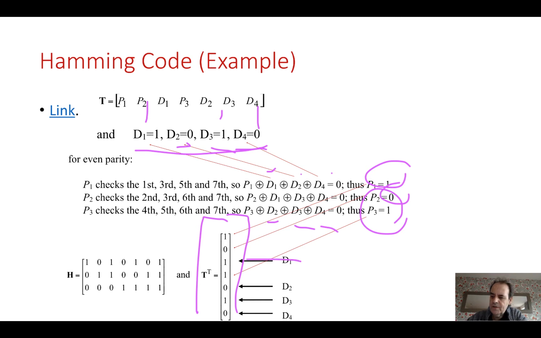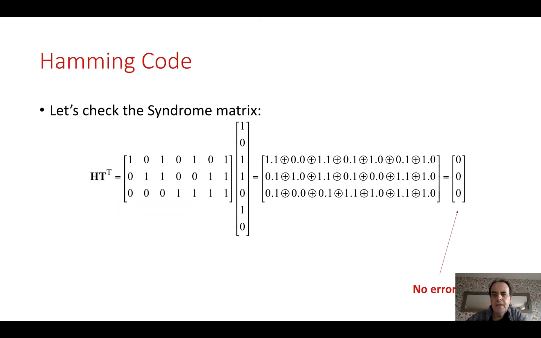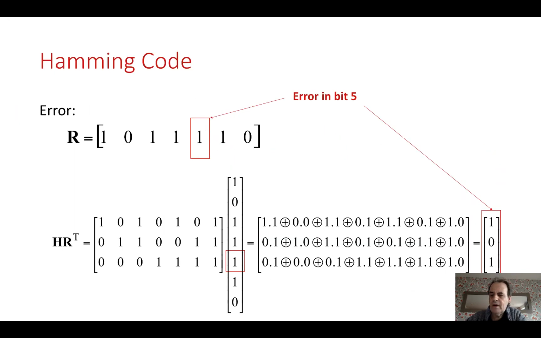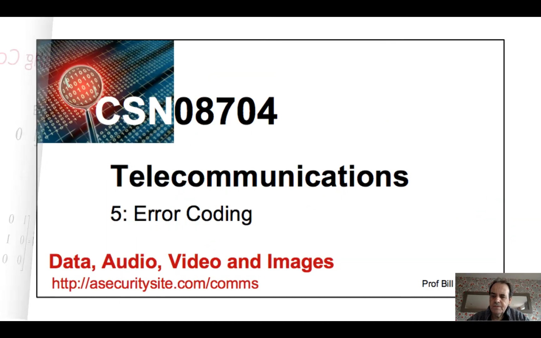There's the positions of our data, and then there's the positions of our parity bits. So when we check, we multiply this by our data. If we do the calculations, then we end up with a value of 0. If we now have an error in there, and then this one is an error, that becomes a 1 there. And when we do our calculations, we end up having a certain value in our syndrome matrix.